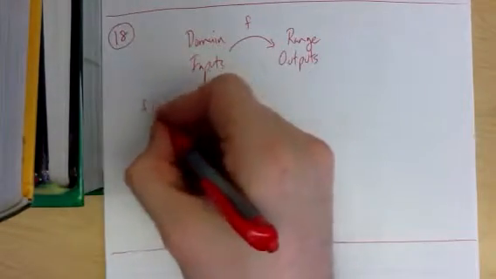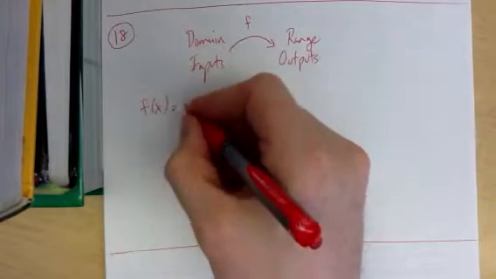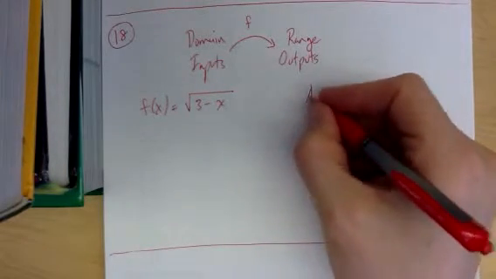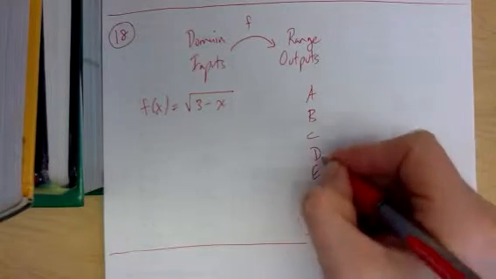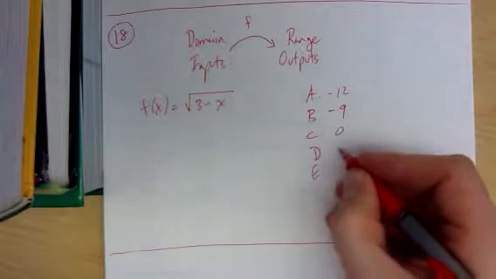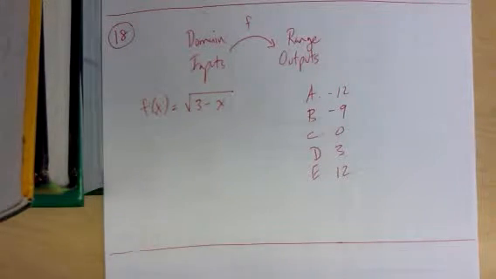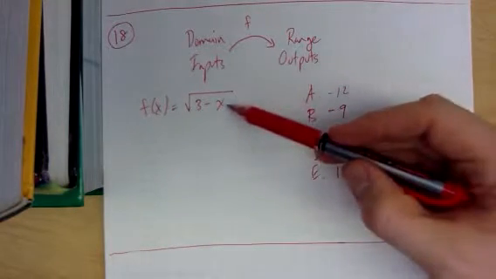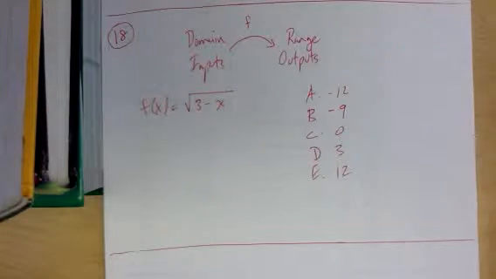Now in this problem, f of x is equal to the square root of 3 minus x. We have to find out which element is not in the domain. So here are the choices: negative 12, negative 9, 0, 3, and 12. Since 1 is not in the domain, that means 4 are in the domain. So most of these should check out as inputs to this function. One of them, however, will not.